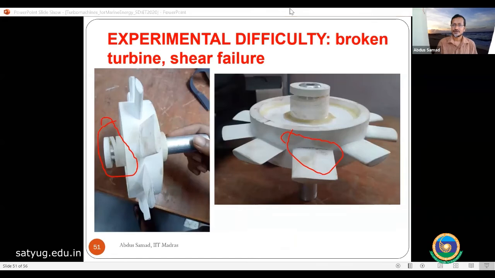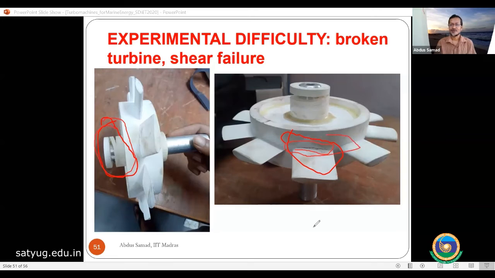Yeah, now you got annotation. So we designed initially using 3D printing. Now we got this broken because it was very weak. Our power was very high and it was very weak, so it got broken. And this blade also got broken.